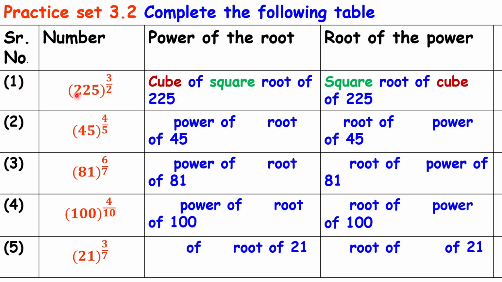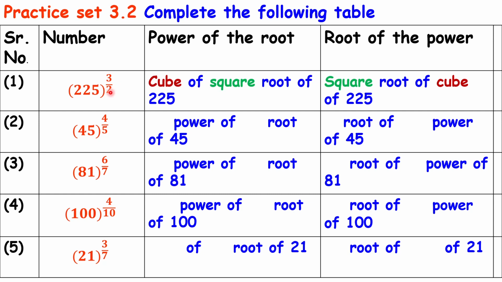First example, 225 raised to 3 upon 2. Here in this example 225 is the base and 3 upon 2 is the index, in which 3 is power and 2 is a root of the given number. So we can write this in power of the root. Here you observe the number and which is the power. Numerator of the fraction is a power, that is 3. 3 is nothing but a cube. Therefore answer is cube of.